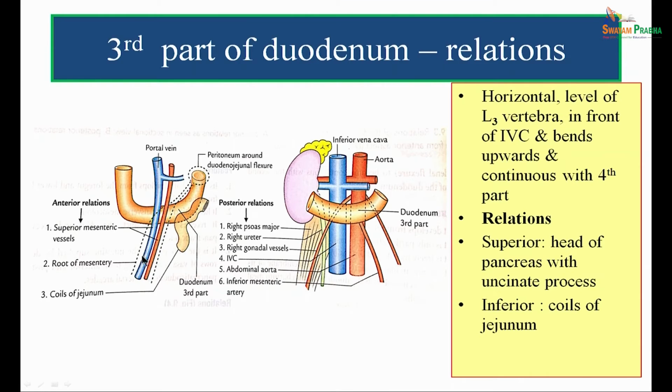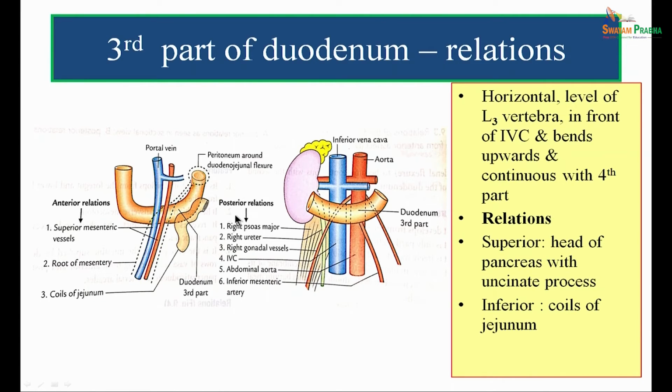Coming to the relations, anteriorly it is related to superior mesenteric vessels, the root of mesentery and coils of jejunum. Posteriorly it is related to the right psoas major, the right ureter, the right gonadal vessels, inferior vena cava, abdominal aorta and inferior mesenteric artery. Superiorly it is related to the head of the pancreas with the uncinate process. Inferiorly it is related to coils of jejunum.